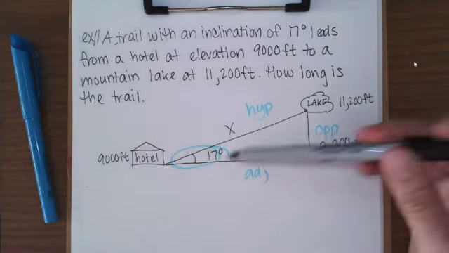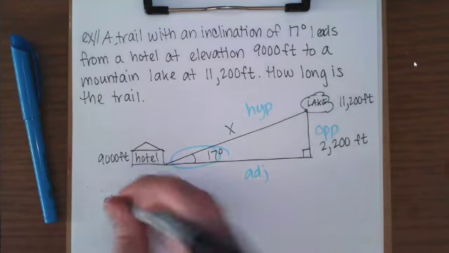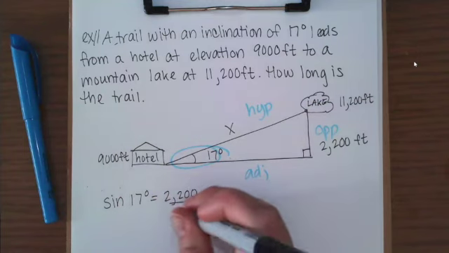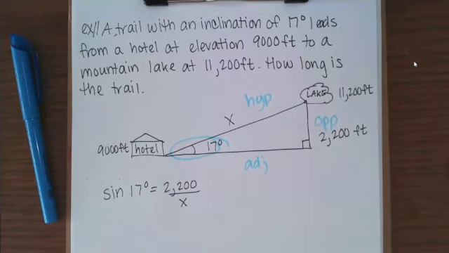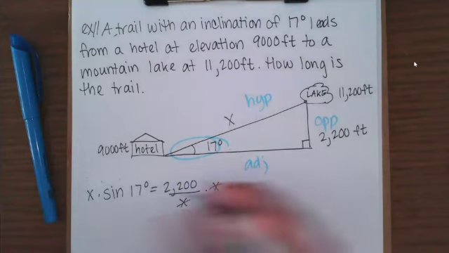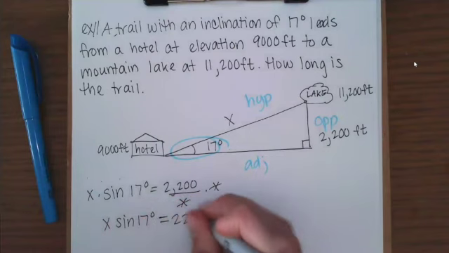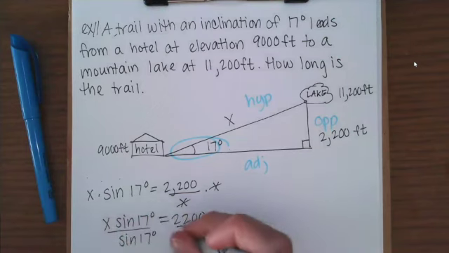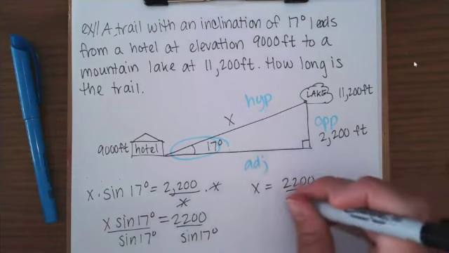Okay, so the next step is we set up a trig expression that has these two. So we have opposite and hypotenuse, so that's sine. So sine of 17 degrees is equal to opposite over hypotenuse, which is x. We are solving for x, so our first step here is to get our variable out of the denominator, so we'll multiply both sides by x. I get x sine of 17 degrees is equal to 2,200. Next step, divide both sides by sine of 17 degrees. I get x is equal to 2,200 divided by sine of 17.